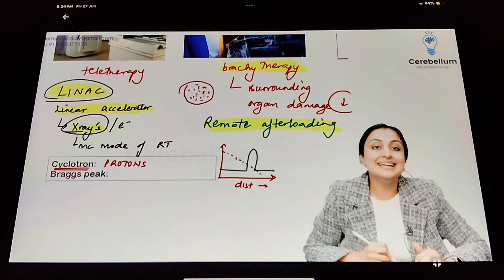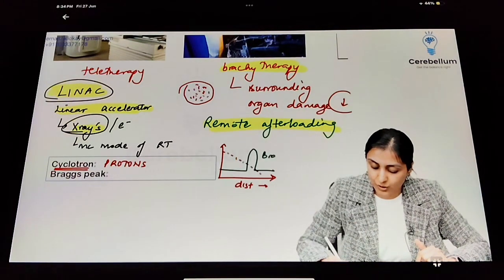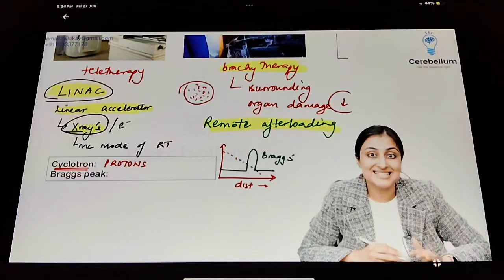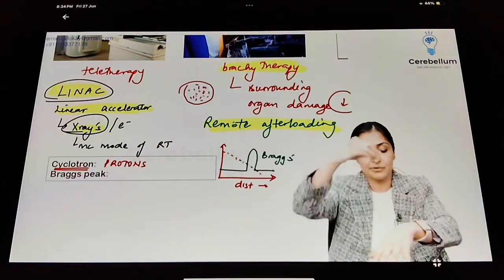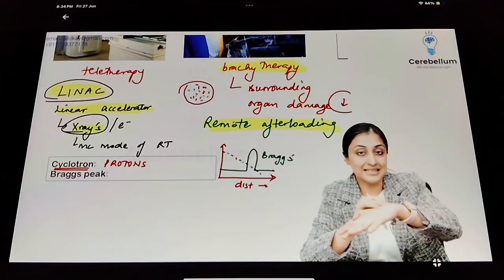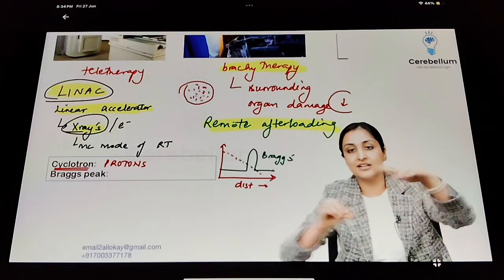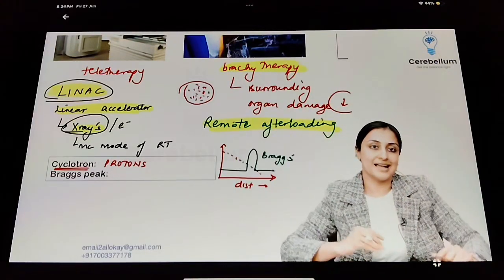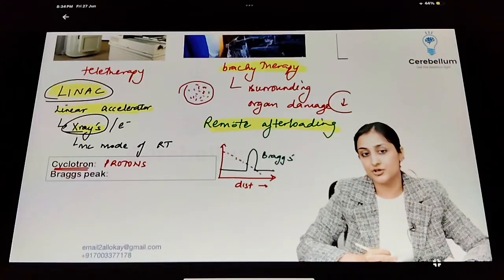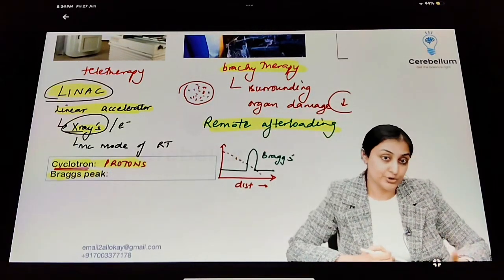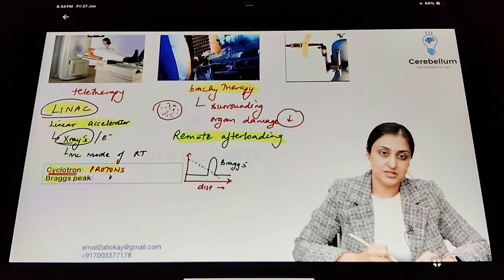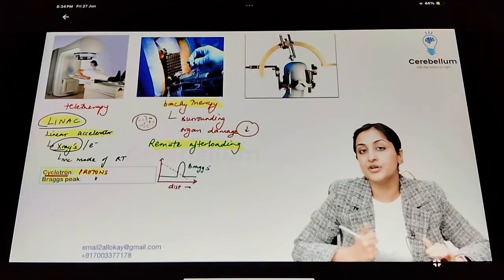They have a big peak deep into the tumor. This peak is what is called the Bragg's peak. Means they are very effective deep into the tissue, meaning their surrounding organ damage is less. For example, normally if I give gamma rays through my skin here, skin will have maximum radiation and then it travels down. But protons have no superficial damage. They're going to have their peak deep into the tissue, and that is called Bragg's peak. So both are questions: cyclotron producing protons, Bragg's peak property of protons. Okay. So this is about the mode of radiotherapy.